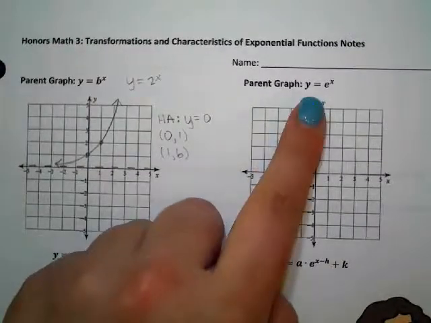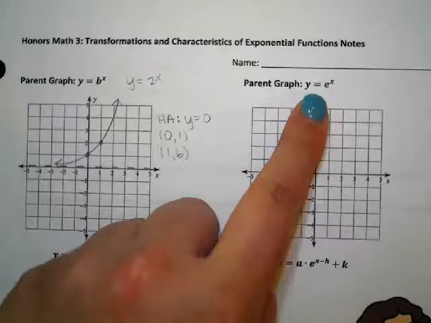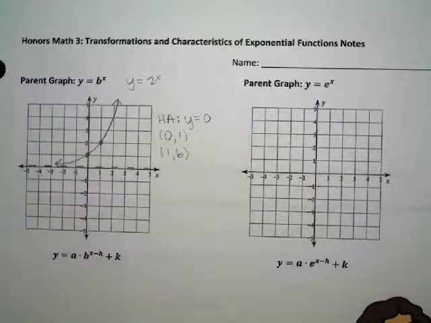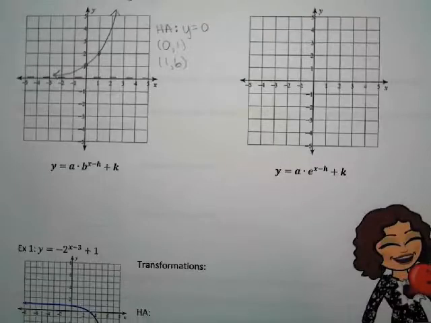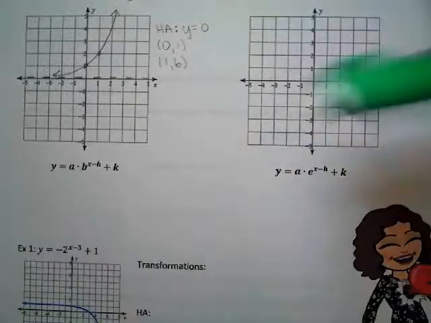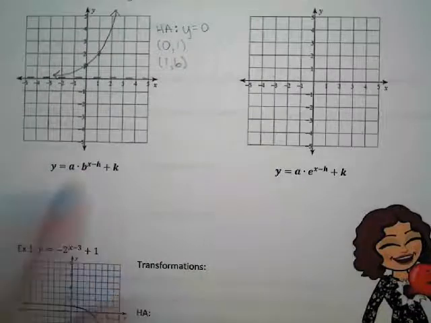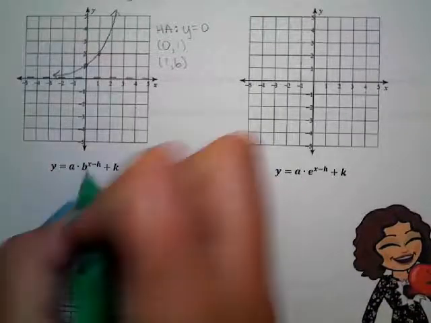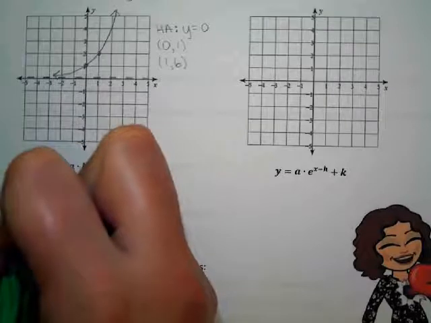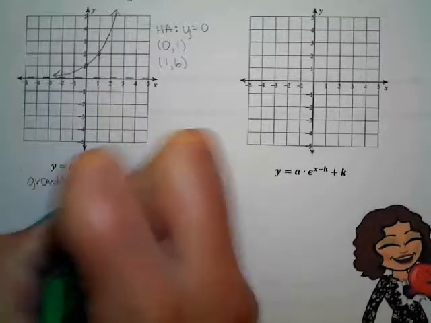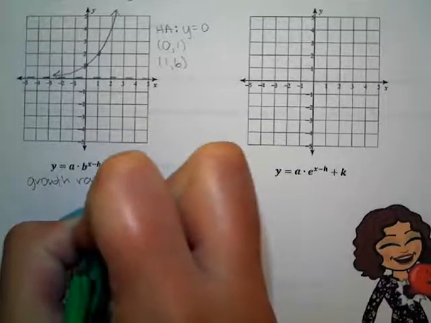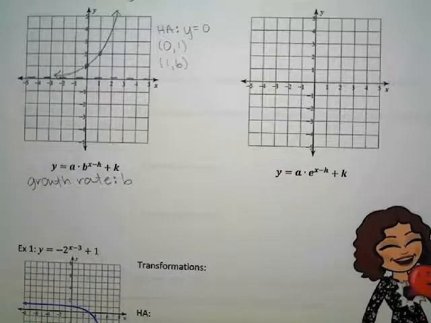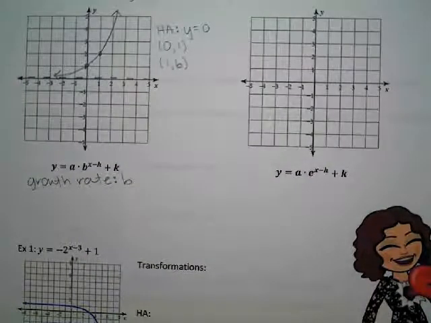I'm going to leave this other parent graph to go over tomorrow in class. This is e to the x. We'll talk about that one tomorrow in class. So these transformations are going to be like what we expect for all the other parent graphs that we see. So we're going to call b the growth rate. It's not really a transformation, but we're always going to find it because we want to make sure that we don't get our growth rate confused with our vertical stretch or vertical compression.